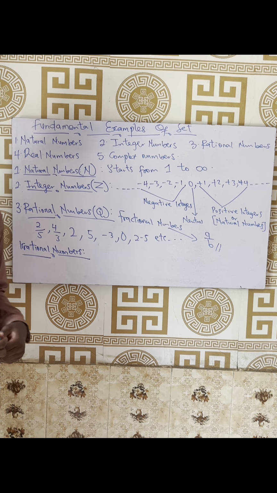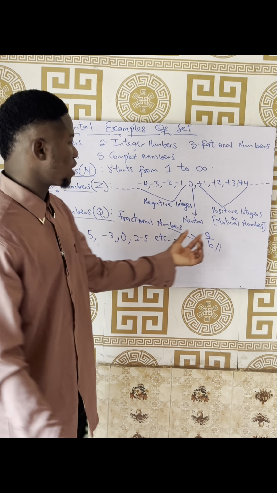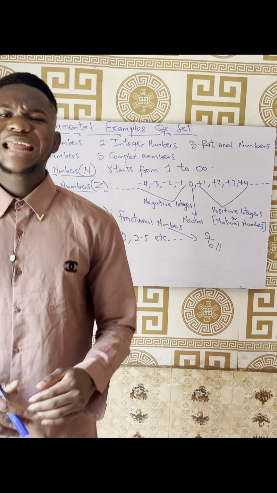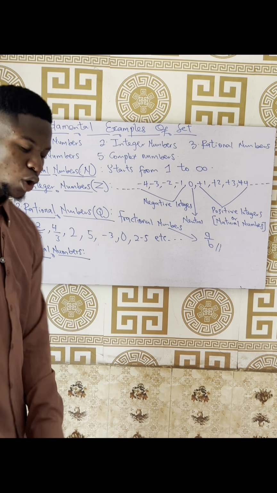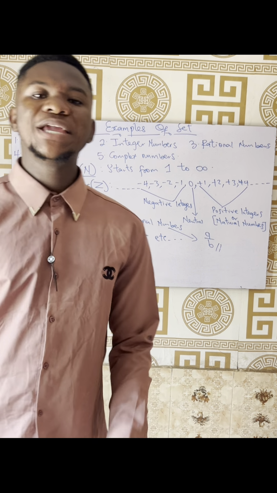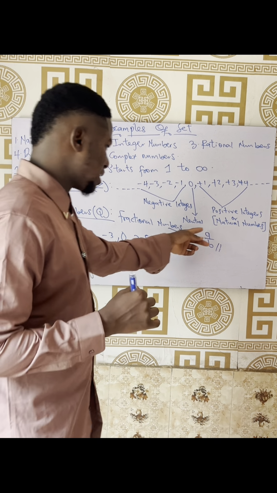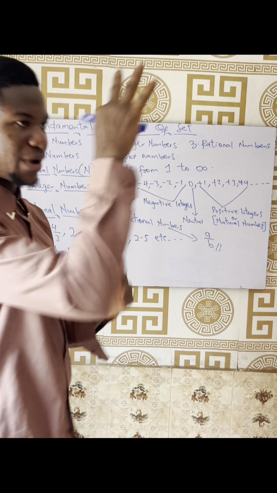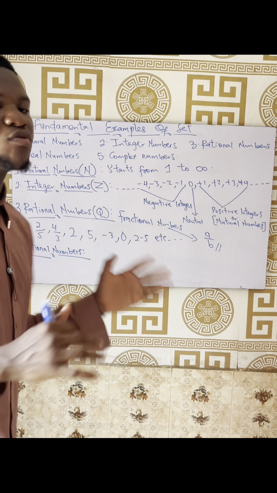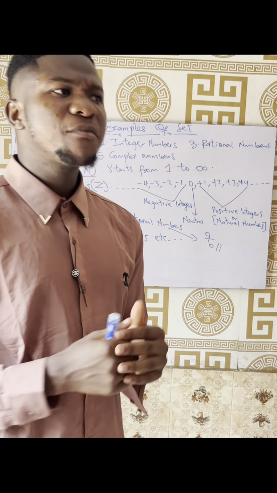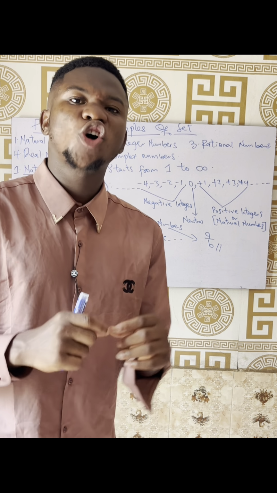But before we move on to real numbers, we have to understand something that we call irrational numbers. What are irrational numbers? Irrational numbers are numbers that cannot be written in the form a over b, and the simplification of irrational numbers always extends to infinity. There are some particular numbers that cannot be written in fraction form. Any number that cannot be written in fraction form is simply referred to as an irrational number.